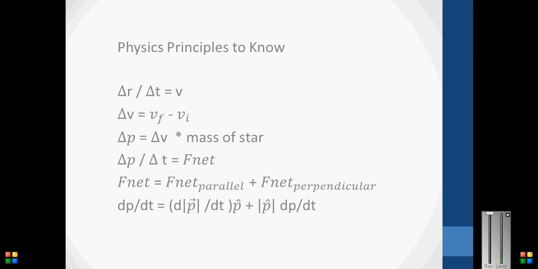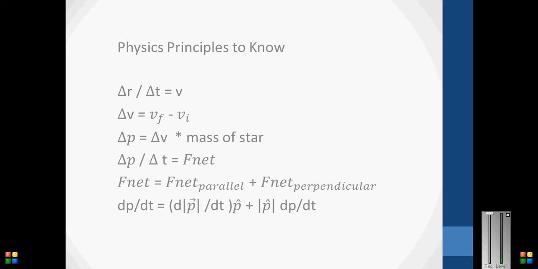In order to determine the change in position we use change in position over change in t, which would give us velocity, and change in the velocity, which would be final velocity minus initial velocity, which we did over the period of each position in the data set. In order to get the change in momentum, we would use the change in velocity times the mass of the star. And in order to get the net force, we would represent that as change in momentum over change in time.